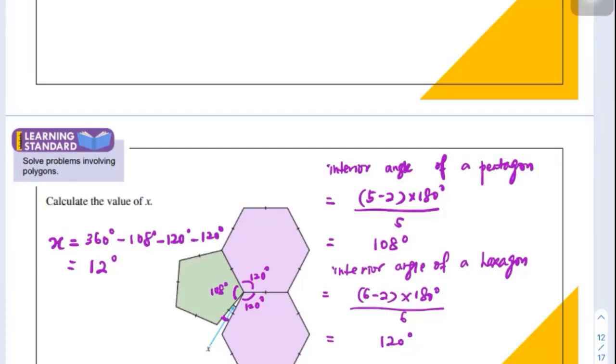Okay, 12. Andika, do you understand or not yet? Andika, can you understand how to solve these questions? Yes. Andika, yes or no?